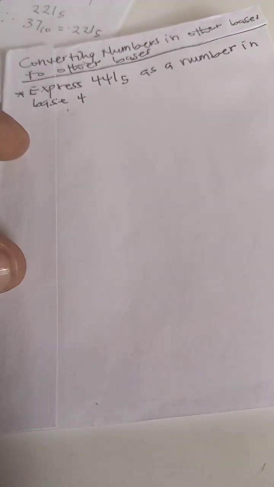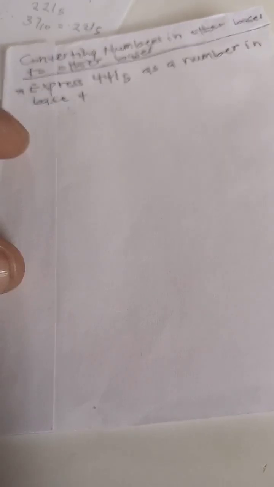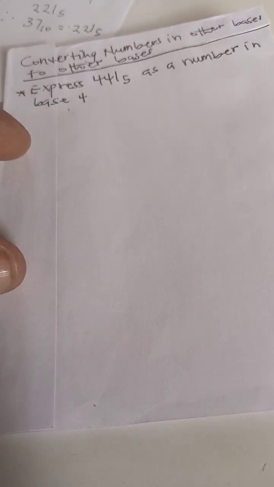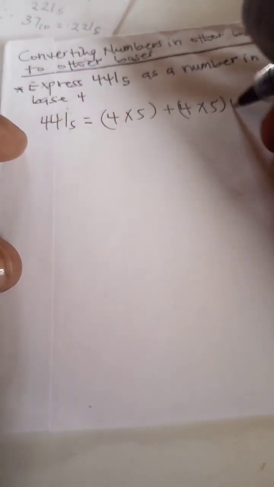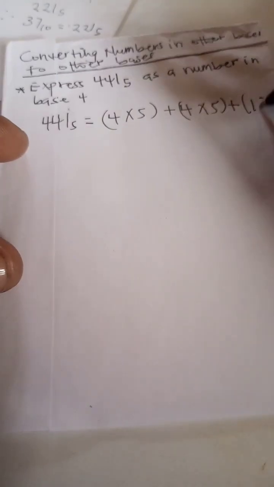So we have to express 441 base 5 as a number in base 4. The first step is to convert that given number to base 10. So we are converting 441 base 5 to base 10. It will be 4 times 5 in one bracket, added to 4 times 5 in another bracket, added to 1 times 5 in the last bracket.